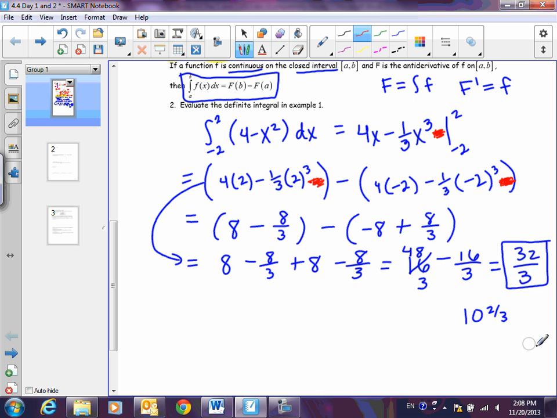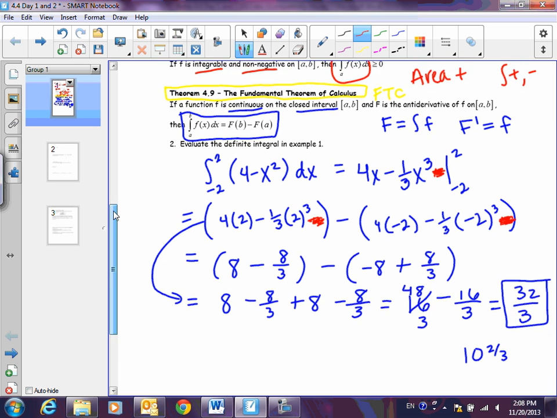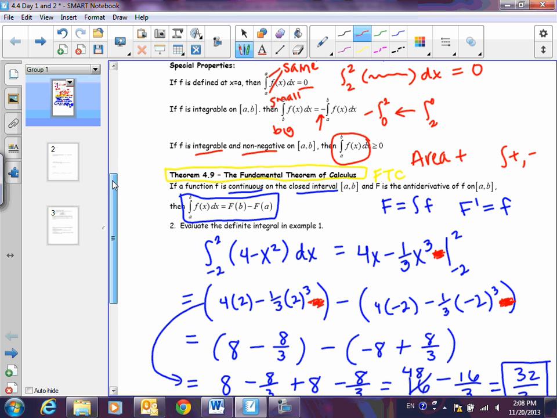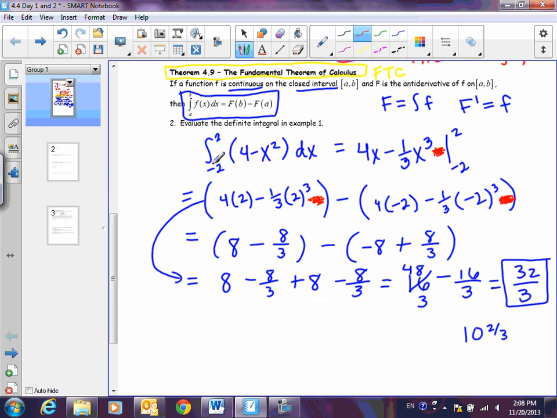Okay, so let's look at the properties just really quick before we move on. Do you see now algebraically why if these two numbers are the same, our answer would be 0?